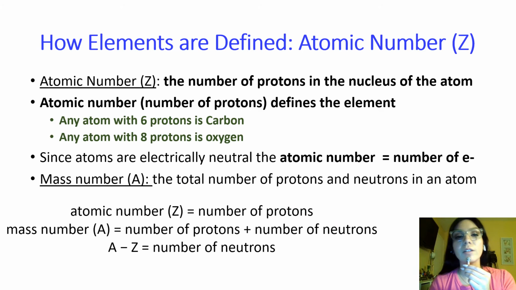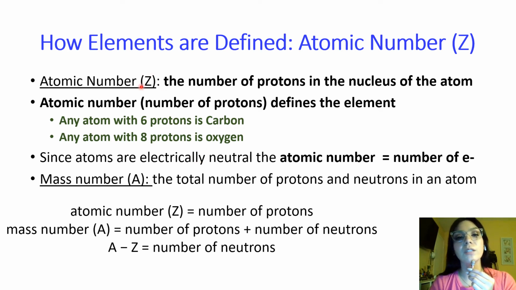So elements are defined by the number of protons. This is very important for you to understand. I'm going to keep on reminding you about this. Elements are defined by the number of protons. If the number of protons changes of an atom, it is not the same element anymore. So, for example, any atom with 6 protons is carbon. If it has 7 protons, it's not carbon anymore. Any atom with 8 protons is oxygen. If it has 9 or 7 protons, it's not oxygen, it's a different element.